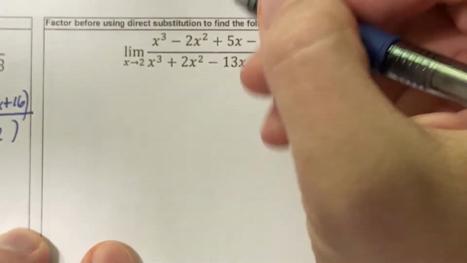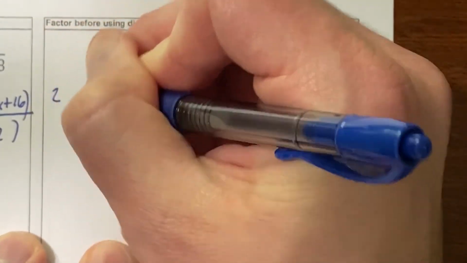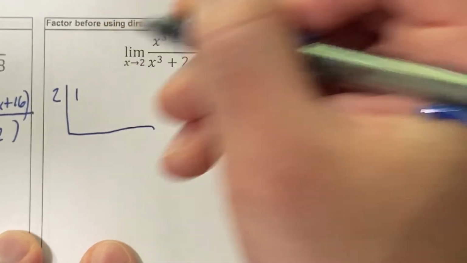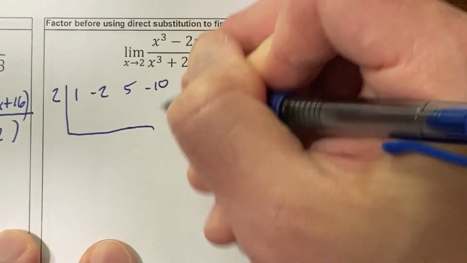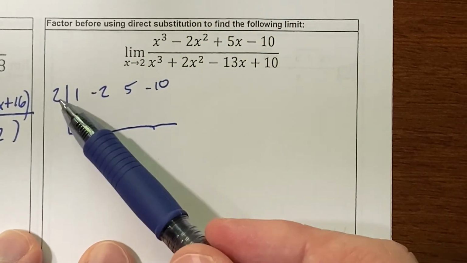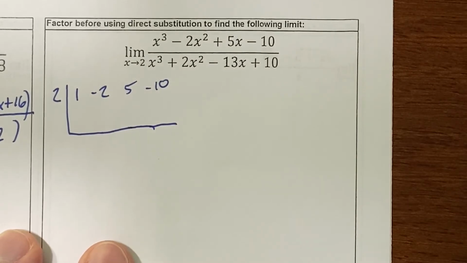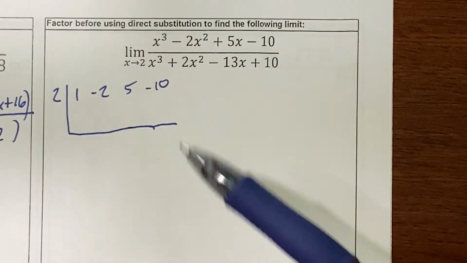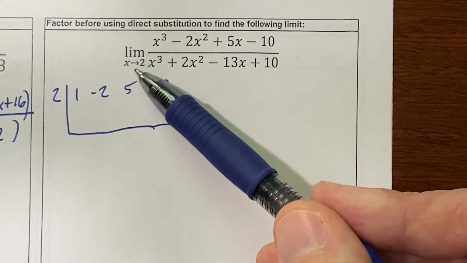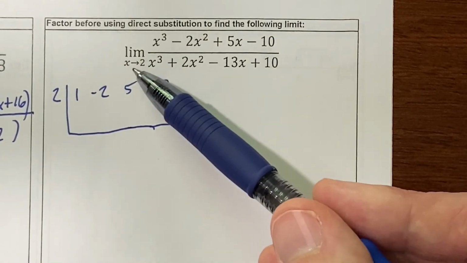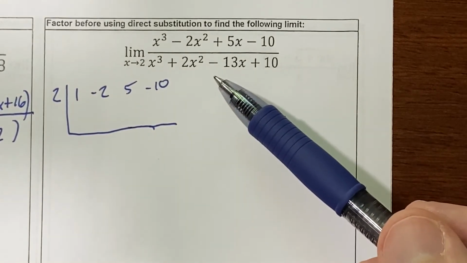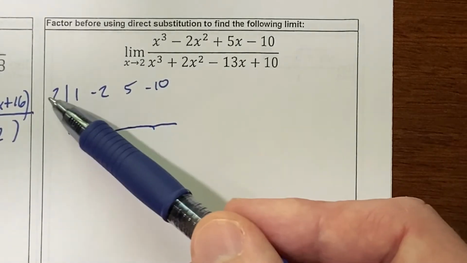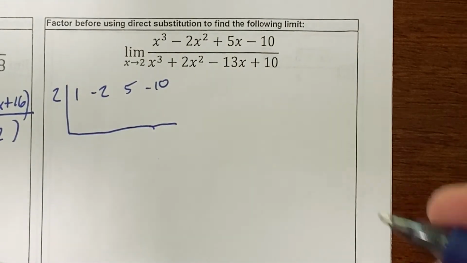I'm going to try 2 for the top one. So let's take the top one and synthetically divide. That would be 1, -2, 5, and -10. And we're going to see if 2 is a factor of the top. My goal, in the back of my mind, is I'm hoping that x minus 2 is going to be a factor, because when I plug that in, that gives me 0, and that would be a problem in the denominator. So that's why I'm trying 2 first. I hope it works. We'll see.